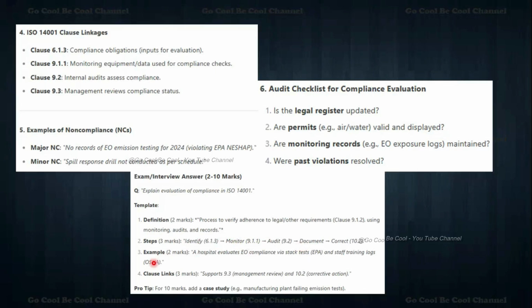Example, 2 marks: the hospital evaluates EO compliance via stack testers and then EPA testers also. Clause links, 3 marks in the sense. Pro tips for 10 marks: add a case study example, manufacturing plant failing emission test. So that is also right. So depending on the marks, you can write it up, my dear friends. The same question they may ask in 2 marks, the same question they may ask in 15 marks also. You have to give a very detailed explanation, that will be really helpful.